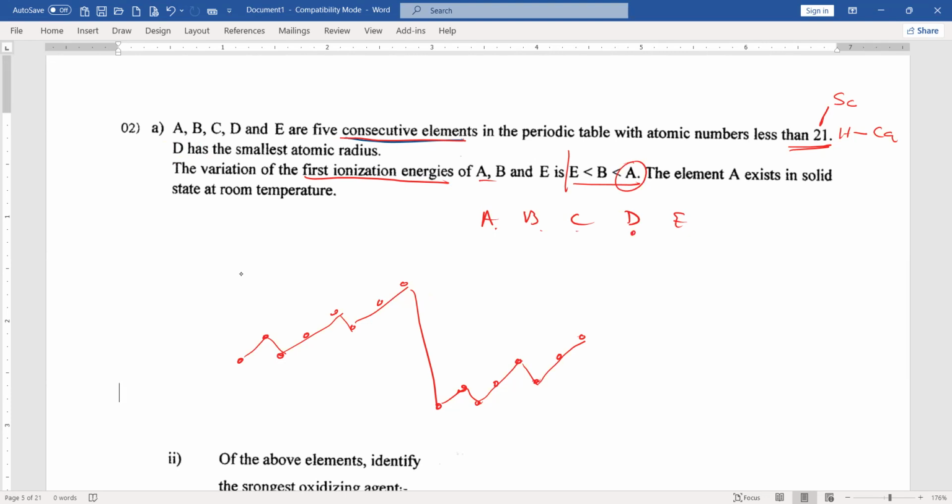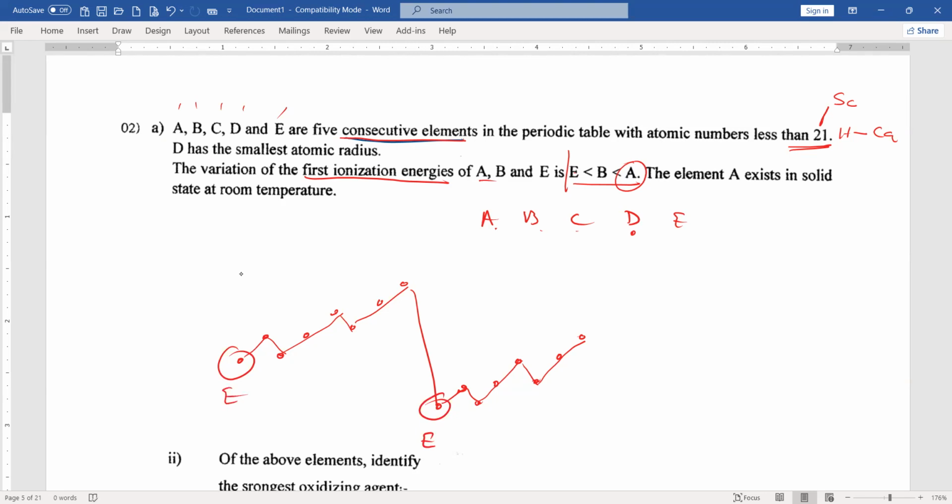Then you can get like this. We have to consider only 5, right? 1, 2, 3, 4, 5. E, B, A. E must have the least ionization energy. Sometimes it may be here and here. E, I just try it, right?